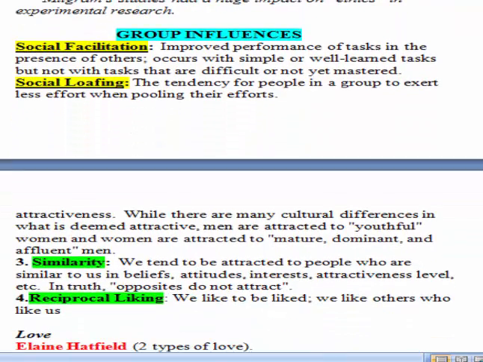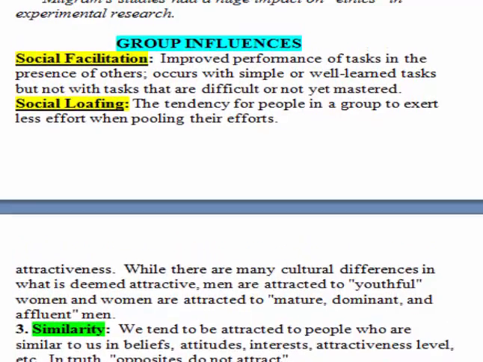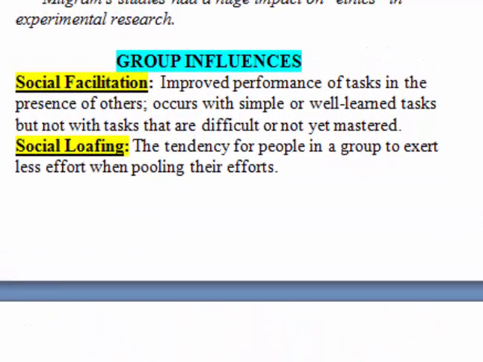All right, from there we move into a couple group influence terms. Social facilitation says that our performance on what we call well-learned tasks will improve when other people are around. So let's say you're a pretty good basketball player and you have a big game coming up. You want a big crowd because that big crowd can oftentimes help you reach that peak performance. Not cause and effect, just more correlational.